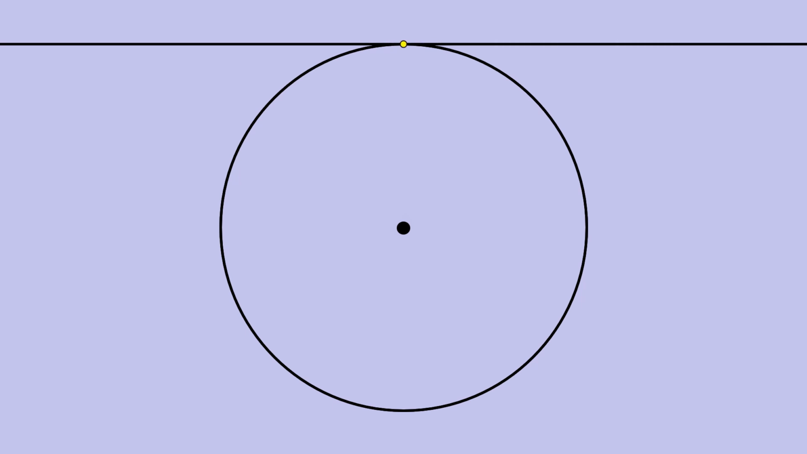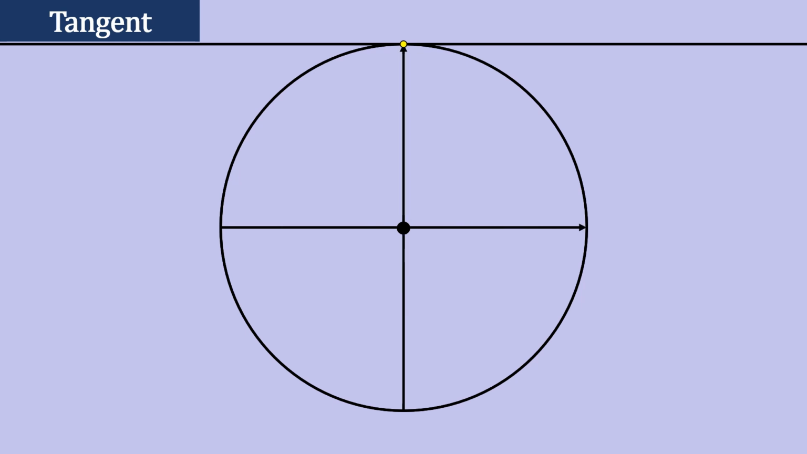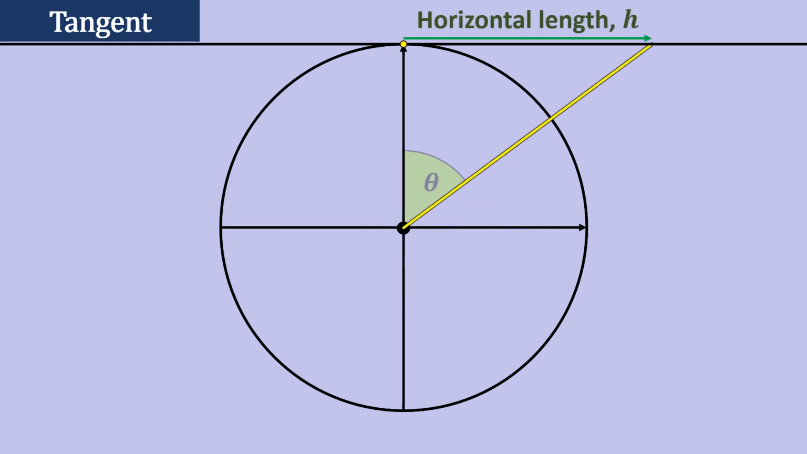A line that can go through a point of the circumference from the outside without going inside the circle is called a tangent or tangent line. A line is drawn from the center of the circle to any point on the tangent at a certain angle. The vertical length is always equal to the radius.